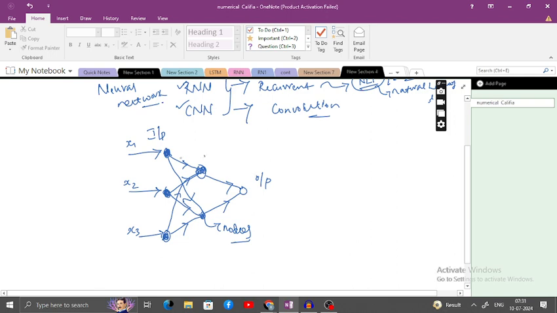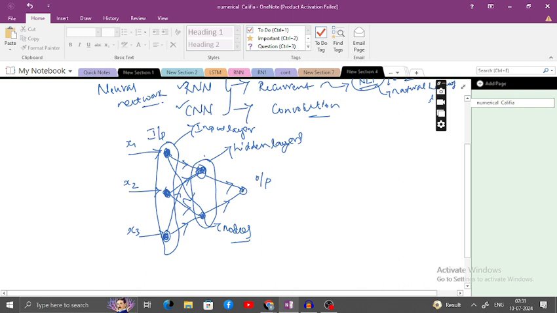This layer I call the input layer. And this I call the hidden layers. And this is the output.